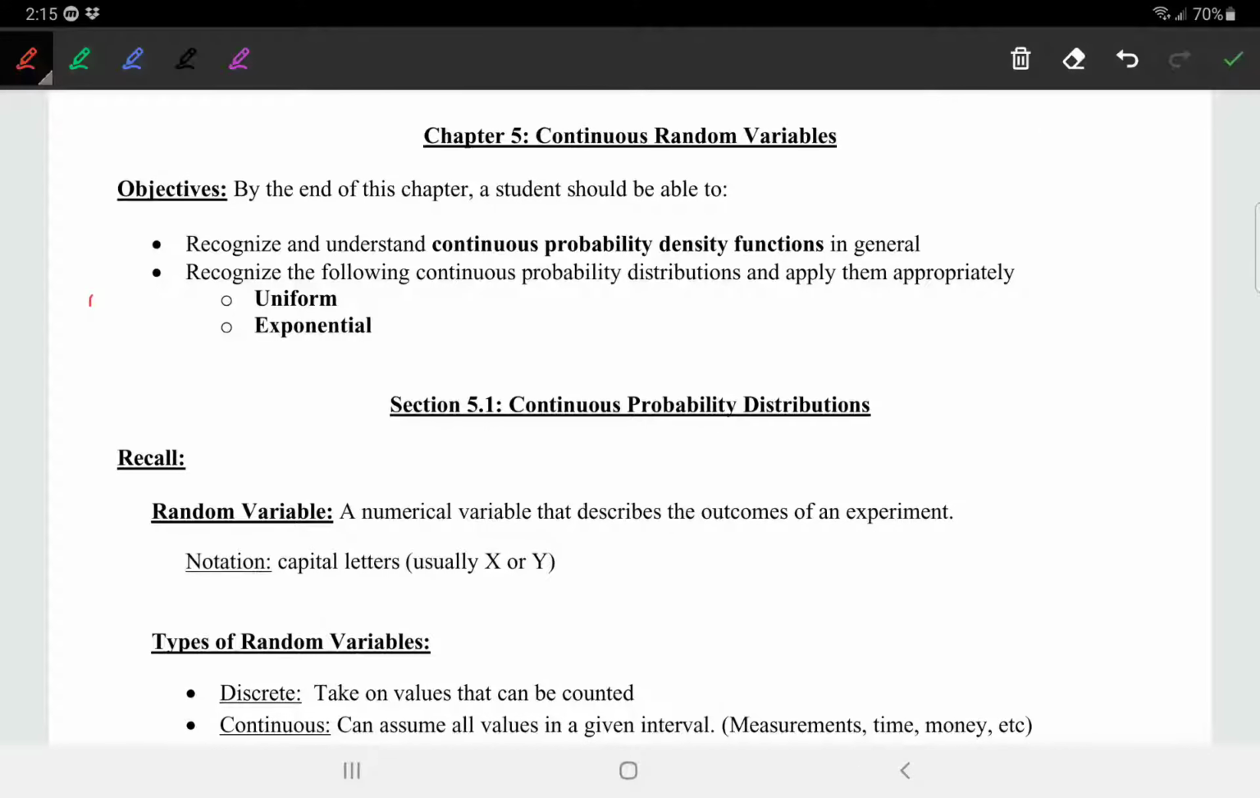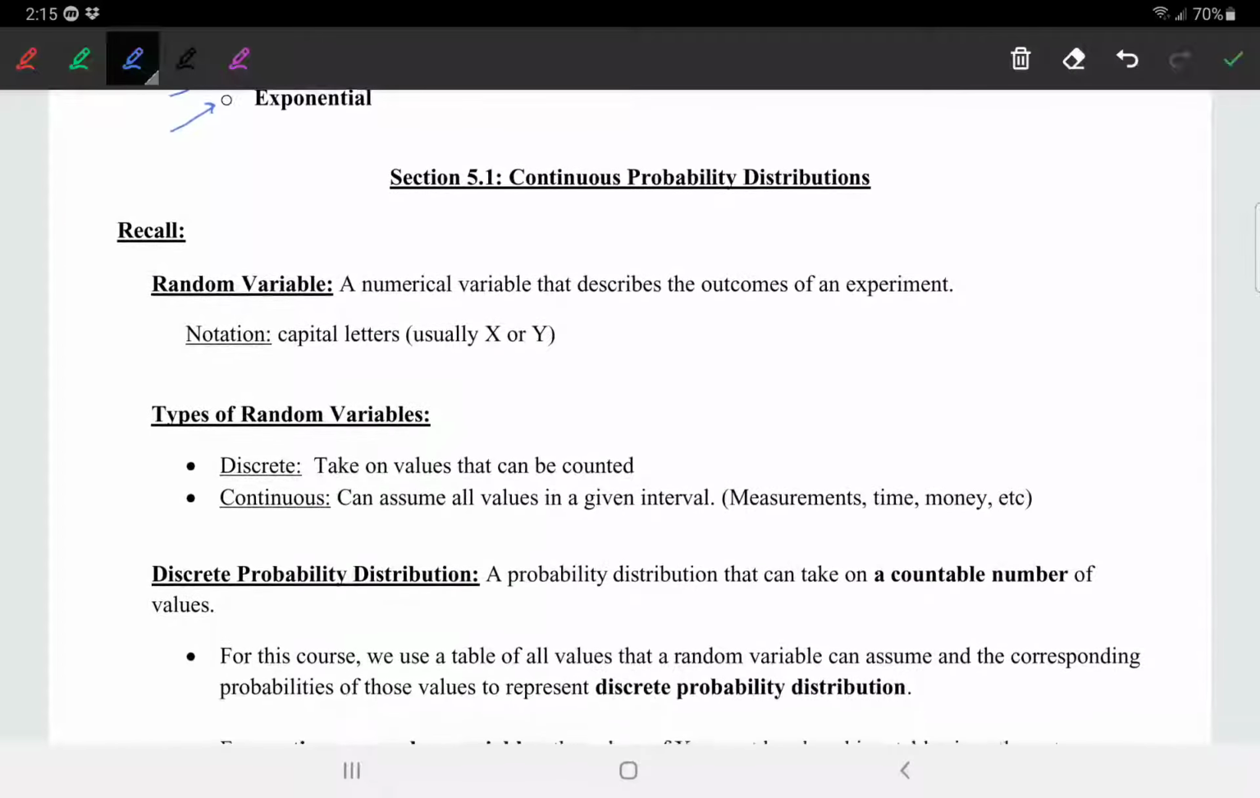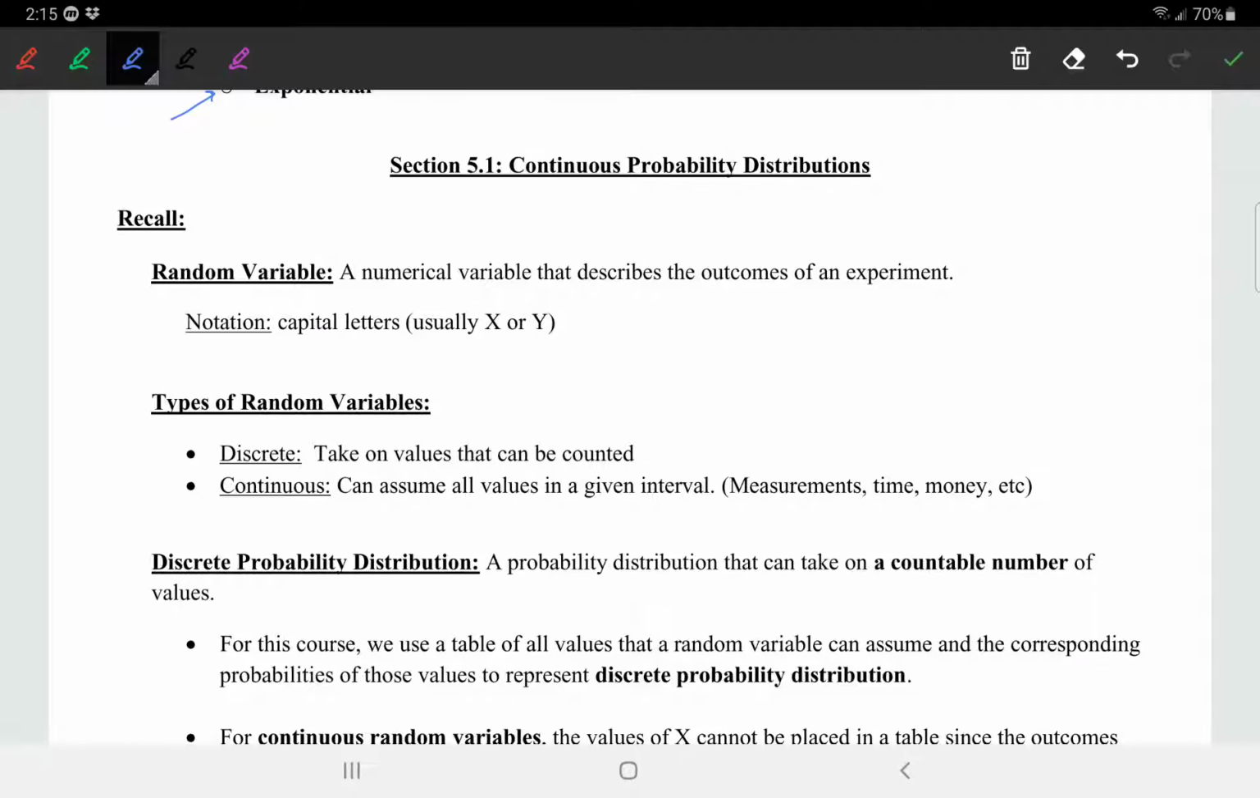So by the end of this chapter, we should be able to recognize what a continuous probability density function is, just in general. And then those apply to continuous probability distributions, and we will look at two specific continuous probability distributions, the uniform and the exponential. So in section 5.1, we talk about continuous probability distributions.